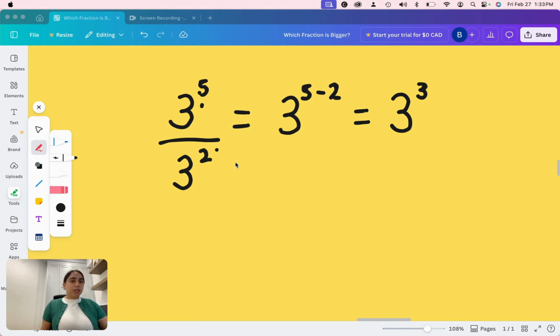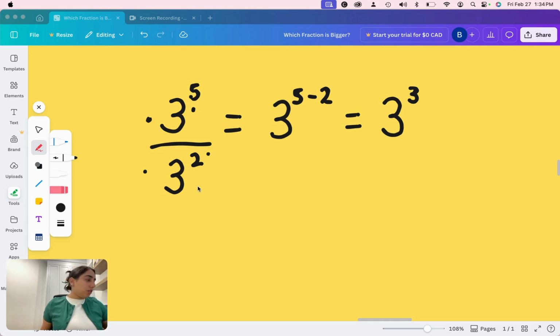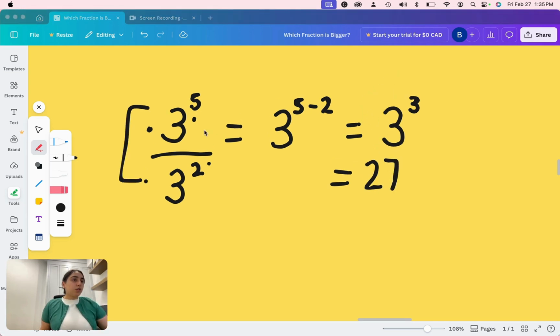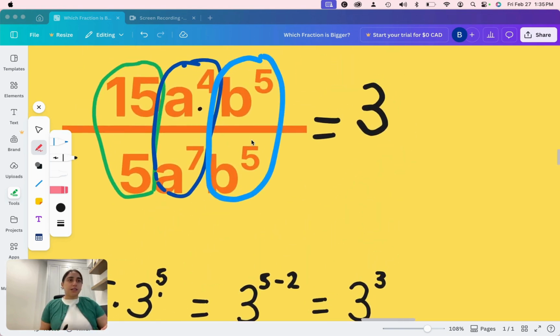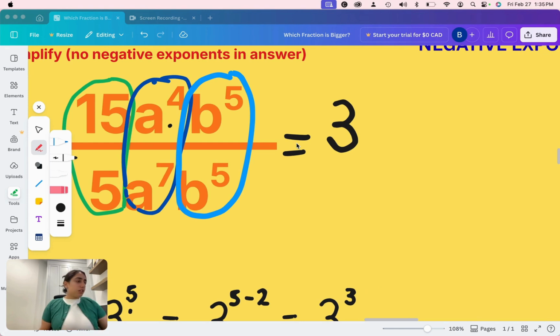Now, the reason we can do this is because the bases are the same. If you were to plug 3 to the power of 5 into your calculator, divided by 3 to the power of 2, it's going to end up equaling 3 to the power of 3, which is equal to 27, which is one way you can check that your math is correct. The only difference in this case is instead of a 3, our base is an A and a B.